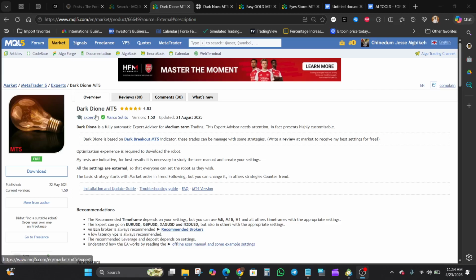Now, the Dark Dione EA is available for both MT4 and MT5. So whether you are on MetaTrader 4 or MetaTrader 5, you can run this EA without any issues.